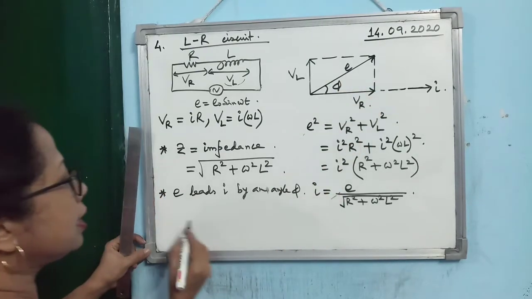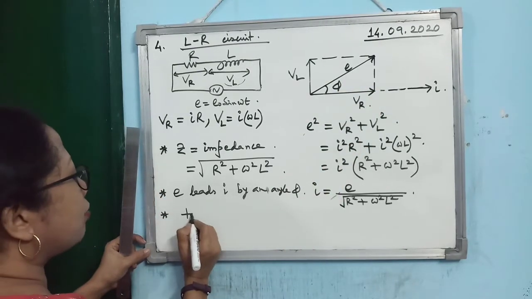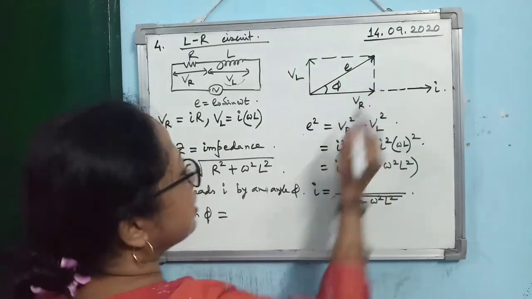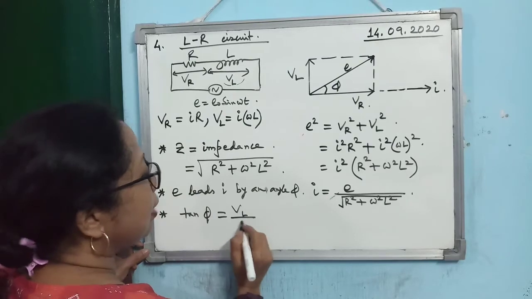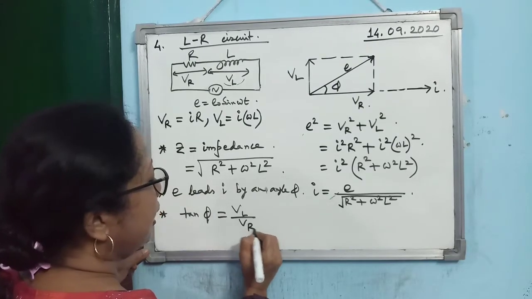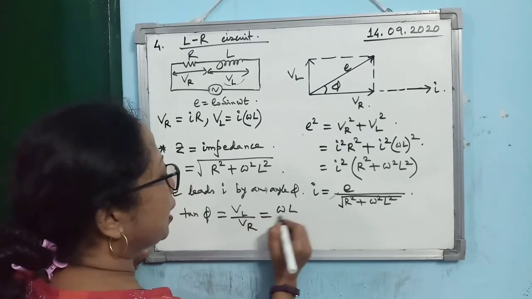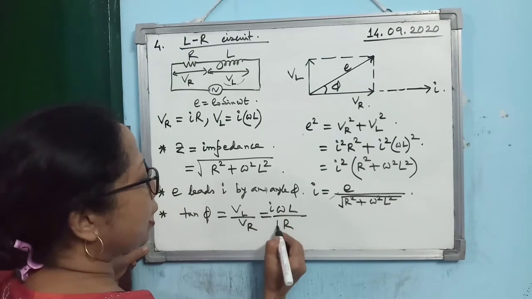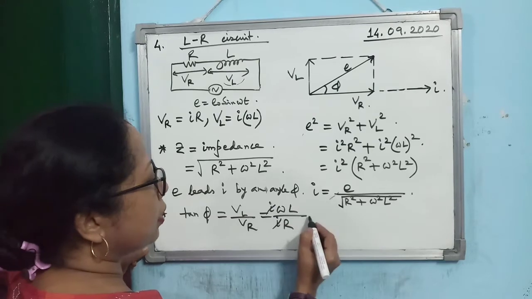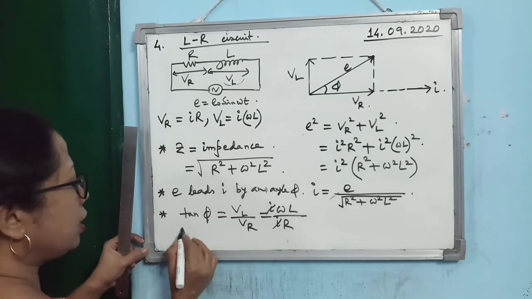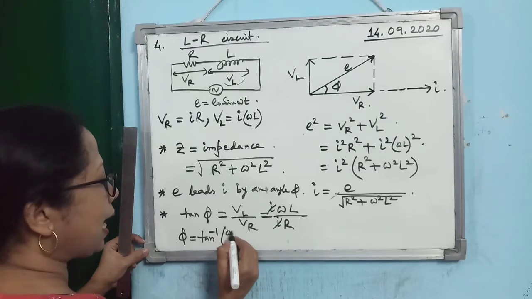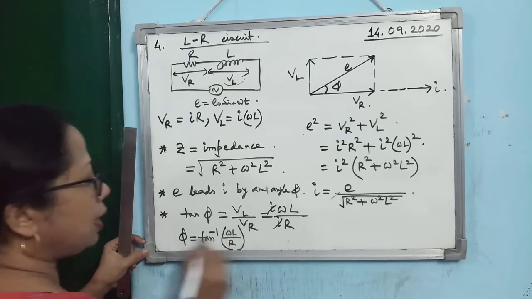Is that clear? Now how you can get the value of phi? You see from this one it is clear. Tan phi is equal to VL by VR. Alright. Now VL is how much? VL is I omega L and VR is I R. So I you can cancel, so omega L by R. So what is the phase difference between E and I? Tan inverse omega L by R.